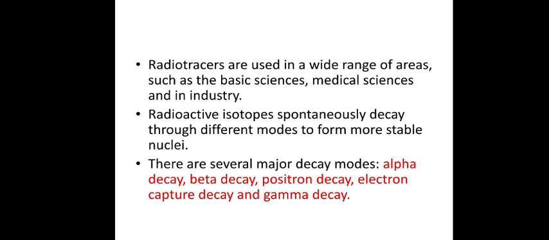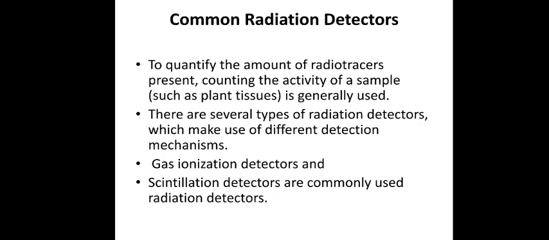So these radiotracers are used in a wide range of areas, like basic sciences, medical sciences, as well as industry. Radioactive isotopes usually decay, as I said, by emitting different particles. There are alpha decay, beta decay, positron decay, electron capture decay, and gamma decay. Based on the type of radioactive element you are using, your element might fall in any of these decay modes.